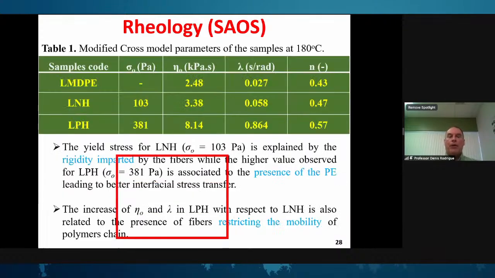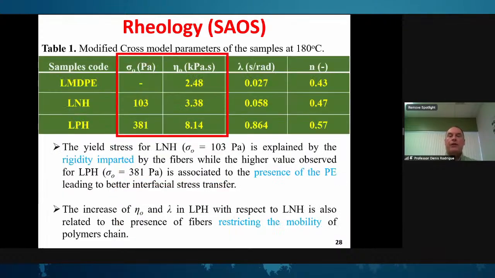And when you look at the parameters, you see that there is a significant increase in the yield stress and also a significant increase in the zero shear viscosity in the intermediate plateau. So again, this proves that there is a significant difference between the untreated and treated fiber, and that can be quantified just by using a simple rheological analysis at a small deformation.